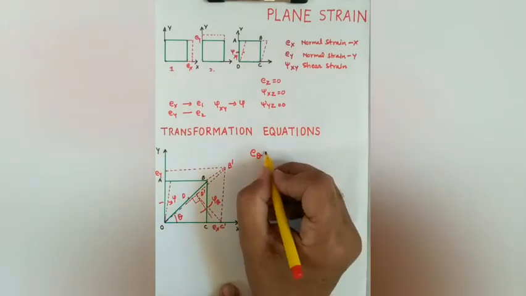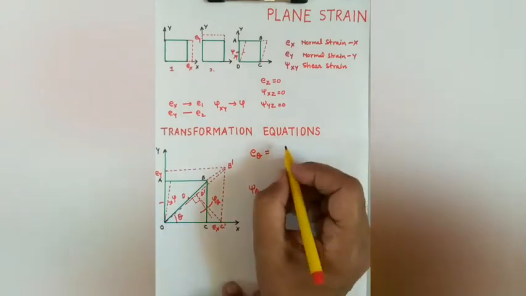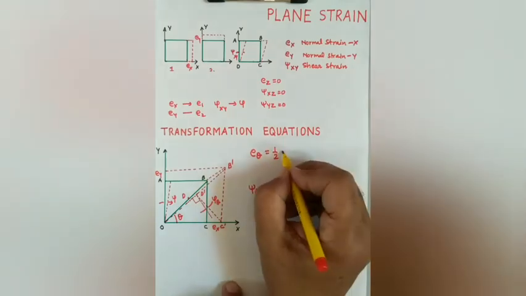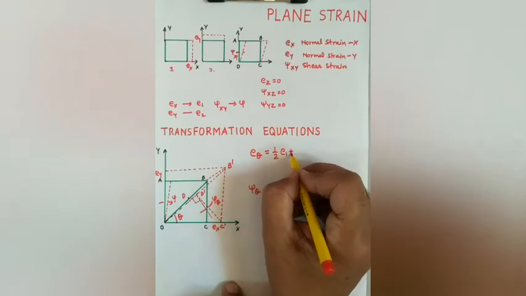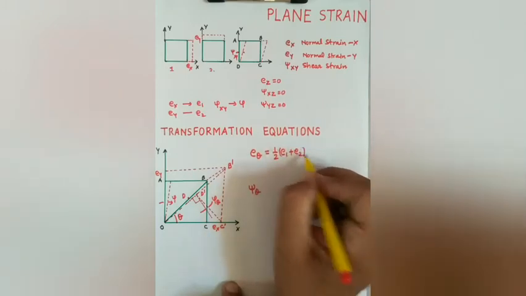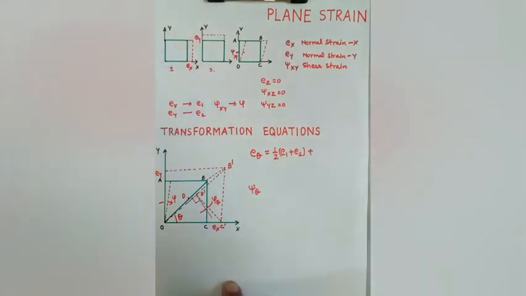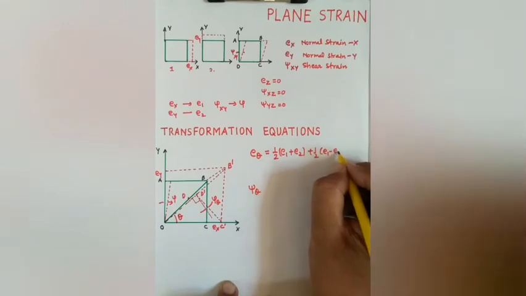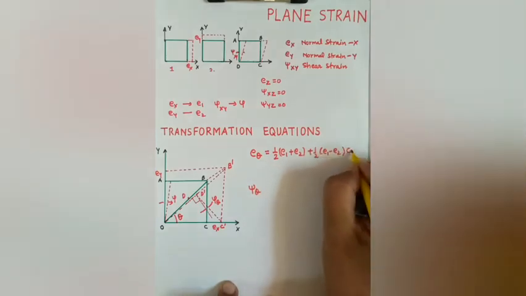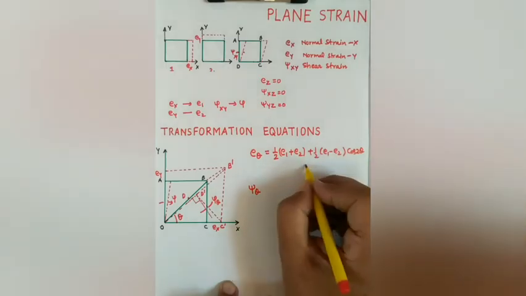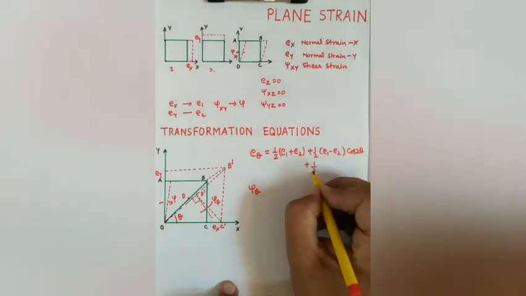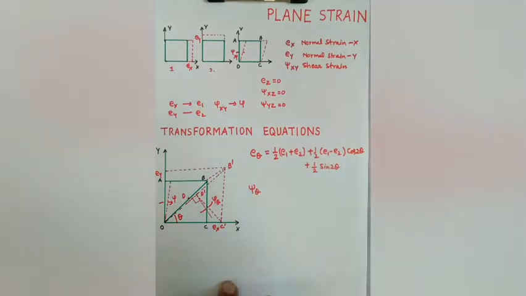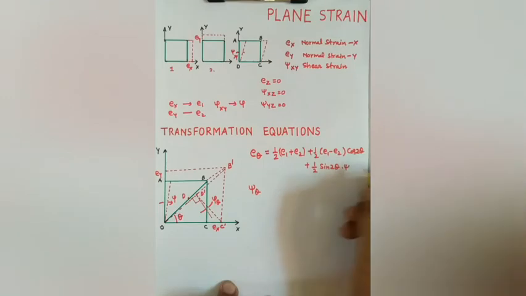So it can be proved that E theta is equal to 1 by 2 (E1 plus E2) plus 1 by 2 (E1 minus E2) cos 2 theta plus 1 by 2 sin 2 theta psi.